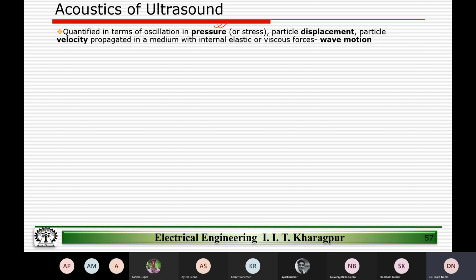It creates a pressure wave or stress, which also means that as the wave is propagating, the particles in the medium will be displaced. Only then will there be a propagation. The particles in the medium will have to move. If the particles are not moving, not doing anything, then there will be no movement. Particle velocity in the medium, and of course the characteristics of the medium itself, is going to define the wave motion.